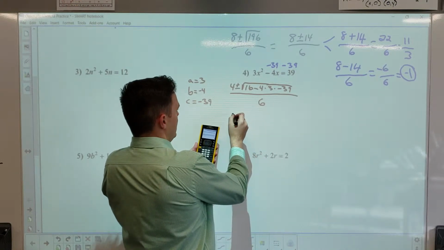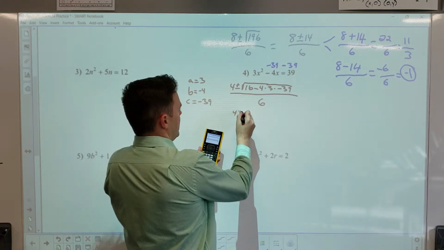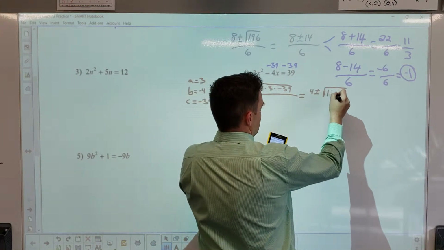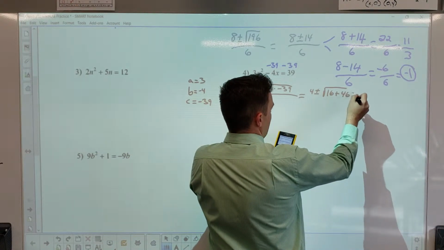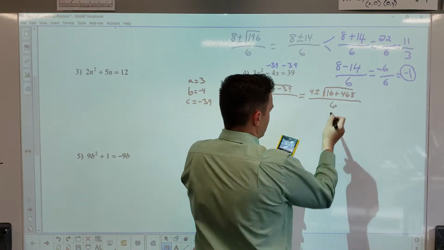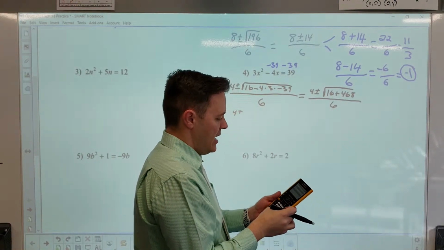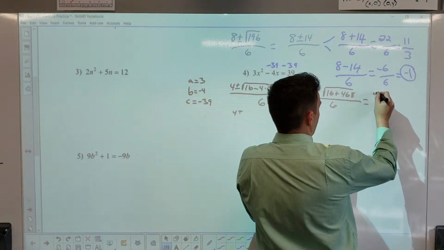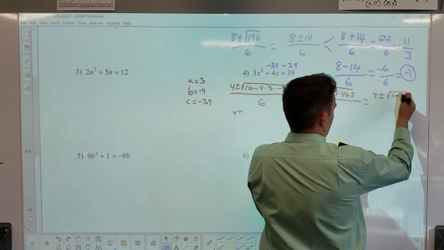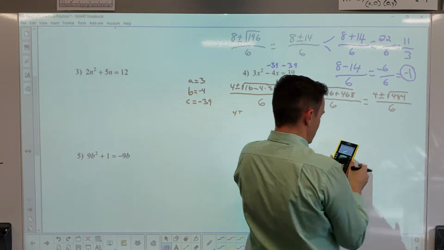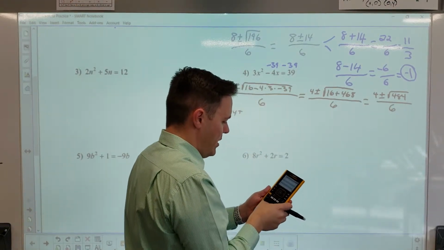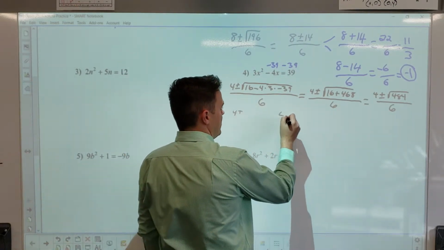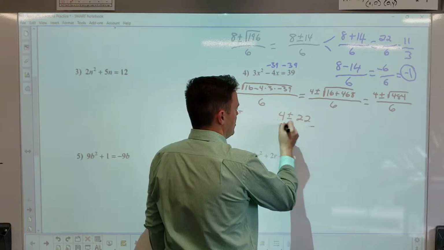So, I know here it's going to be 4 plus, let me write it this way, 4 plus or minus the square root of 16 plus 468 all over 6. And then if I take 468 and I add 16, okay, I get 484. And the square root of 484 is in fact 22. So my final answer here would be 4 plus or minus 22 over 6.